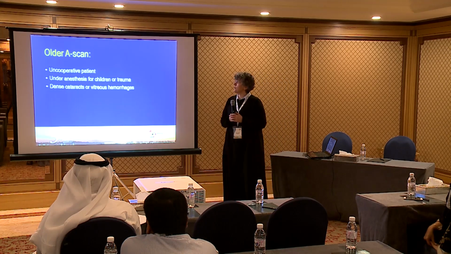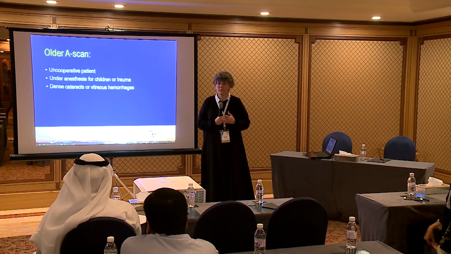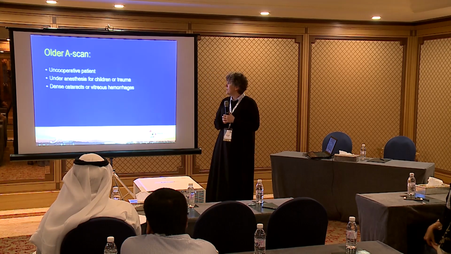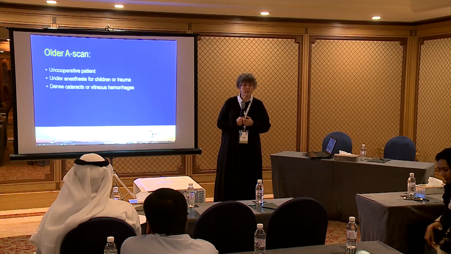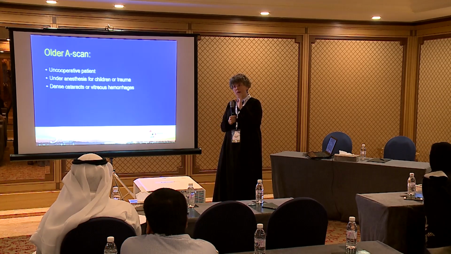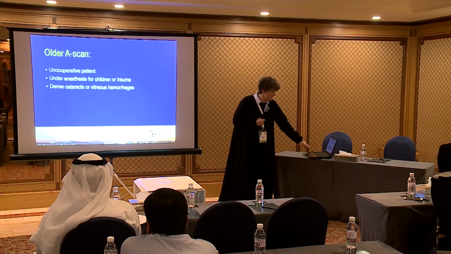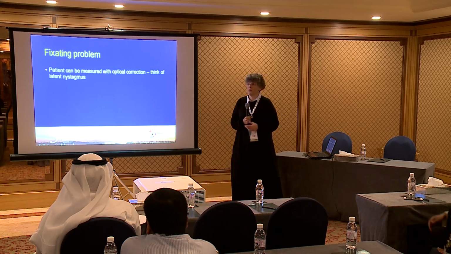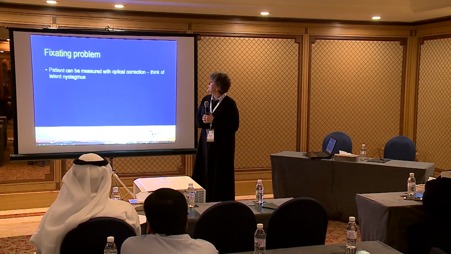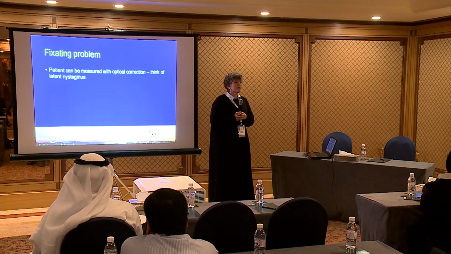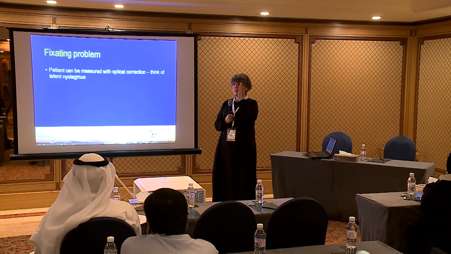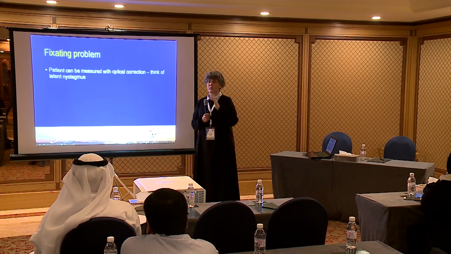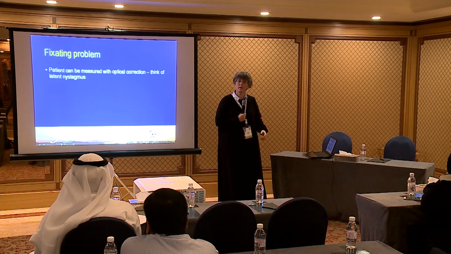So the A scan is for the uncooperative patients, babies, for example. Under anesthesia, we'll do it for children or in trauma. And for very dense cataracts and vitreous hemorrhages, we still use the A scan. So don't throw away the machine when you get a new one. Just keep both of them. And think of people with latent nystagmus. The eye will go, they can't fixate. You can still measure them with a correction in, not a contact lens, but with the glasses it will go through.